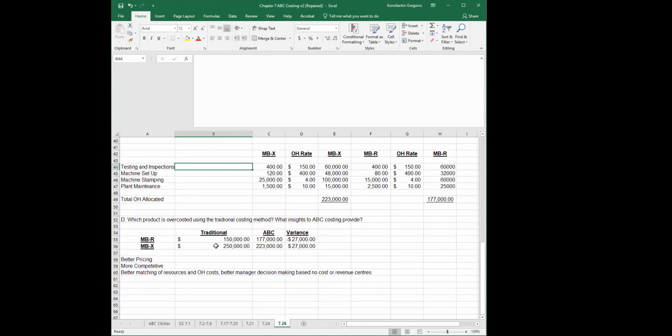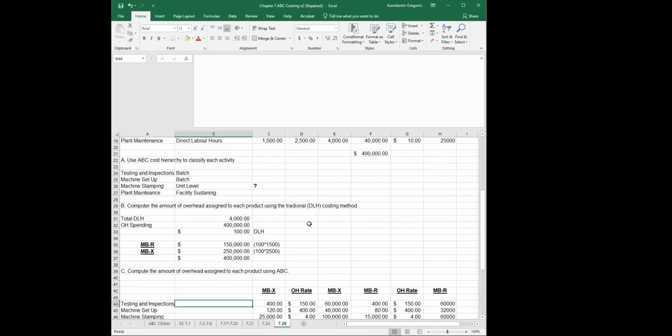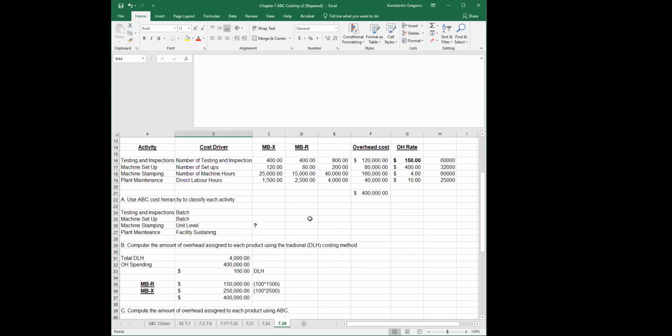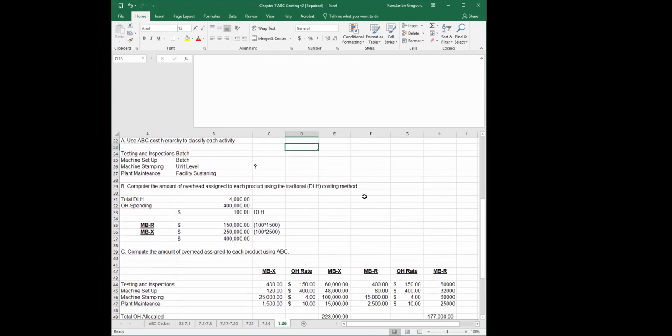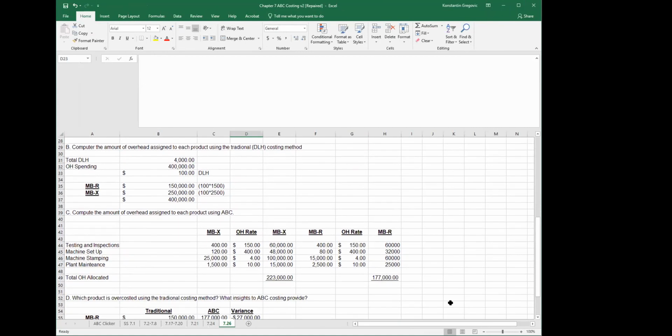Make sense? Now, I know I went through this quickly. I will be posting this lesson in the dashboard for you to review. But any questions? I know I went through this quickly. Any questions on the calculations? You guys are good?